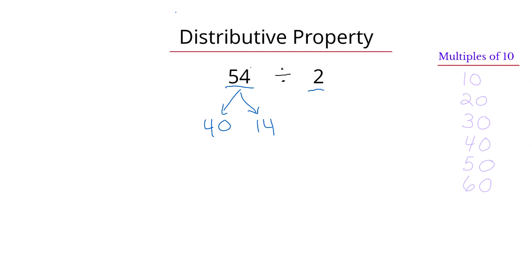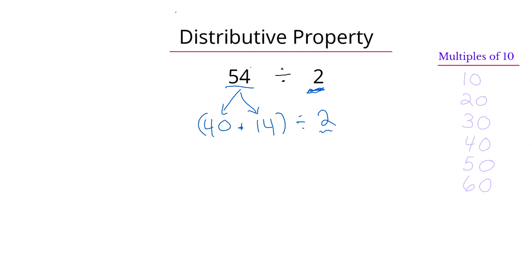But I've decided to pick 40 because I know the 2 right here goes into the 4 that's in the 40. So that's why I picked 40 instead of 50, just so you know. But any of them would work. Now keep in mind a plus sign goes in between. Why? Because 40 plus 14 equals 54. I'm writing the same exact thing. The only difference is I've broken it down to numbers that work well with this dividend.